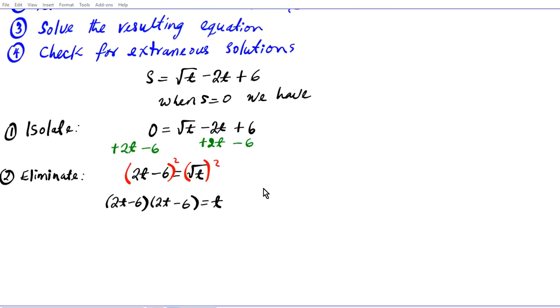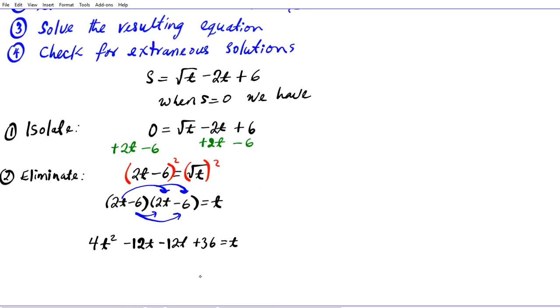So we're going to go ahead and expand this out completely. Since we're multiplying two binomials, we can just FOIL it out: first, outer, inner, last. So just multiply the 2t to these two terms, and then you go ahead and distribute the negative 6 to these two terms. Alright, let's do it. 2t times 2t is 4t squared. 2t times negative 6 is negative 12t. Negative 6 times 2t is another negative 12t. Negative 6 times negative 6 is positive 36, equals t.